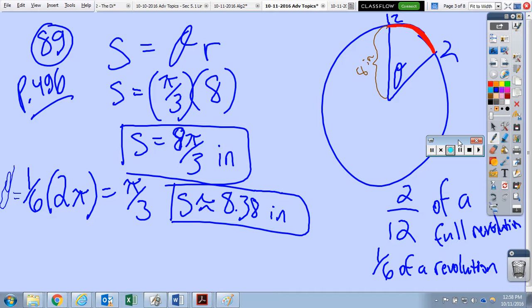Wait, how? Because if you were to divide the clock into 12 perfect sectors, each one of those sectors represents 1/12 of a full rotation. So if we go with the minute hand from 12 to 2, that would be 2 out of all 12, or 2/12 of a full rotation. So we know 2/12 of a full rotation, or 1/6 of a full rotation, simplifying it.